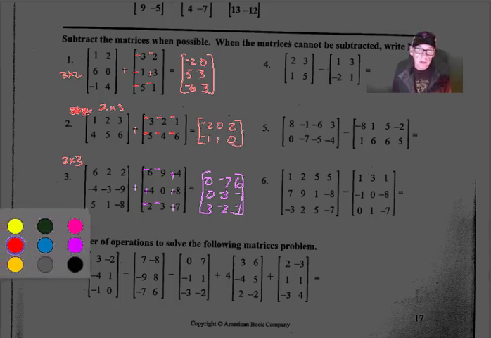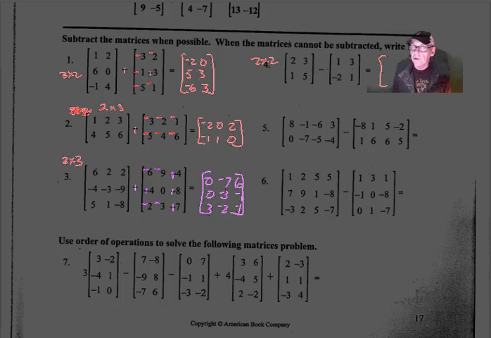Number 4, pretty much the same deal. It's a 2 by 2 with a 2 by 2, so they can be added or subtracted. The answer matrix is going to be a 2 by 2. Do plus opposite to make it an addition, and add the corresponding elements. 2 plus a negative 1 is 1. 3 plus a negative 3 is 0. 1 plus 2 is 3. And 5 plus negative 1 is 4. For number 5, this is a 2 by 4 with another 2 by 4. Plus opposite.